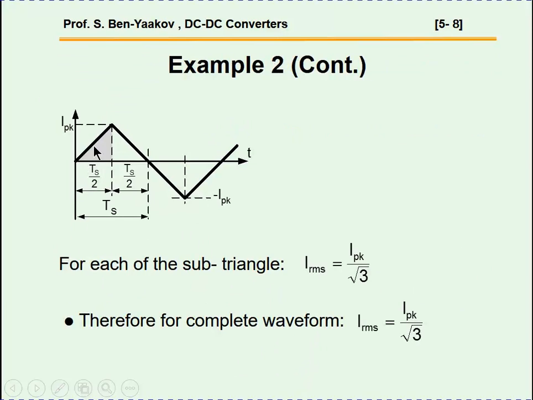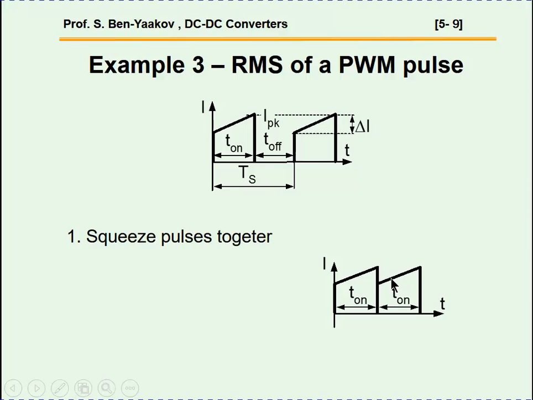Now, we've talked about this triangle, but this triangle is the same as this one, has the same RMS value. Also these, because RMS is related to power, and power is I squared, so it doesn't matter whether it's positive or negative. So the RMS of the complete waveform is also I peak over square root of 3.